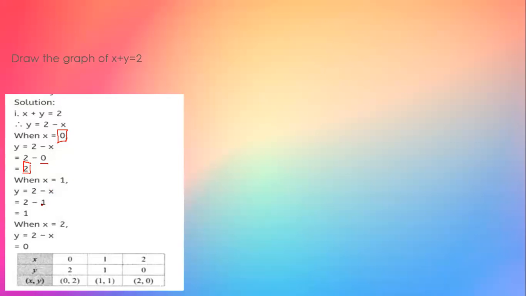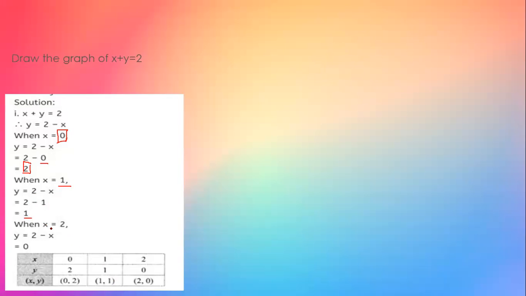So 2 minus 1, what will be our answer? 2 minus 1 is 1. So when the value of x is 1, the corresponding value of y will also be 1. So let us write in the table also 1, 1, comma 1.